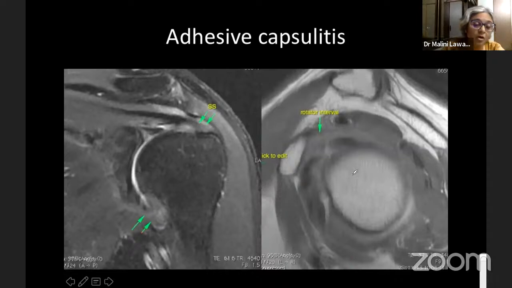Another condition is a clinical diagnosis. MR is usually not done to diagnose that. MR is done to look for other findings. Is the rotator cuff intact? In this patient, the supraspinatus tendinosis is there, but the tendon itself is intact. And you can see this inferior capsule is all thickened and bright. This is the rotator interval area, which normally should be bright like this, but instead it's all homogeneous. This is adhesive capsulitis.